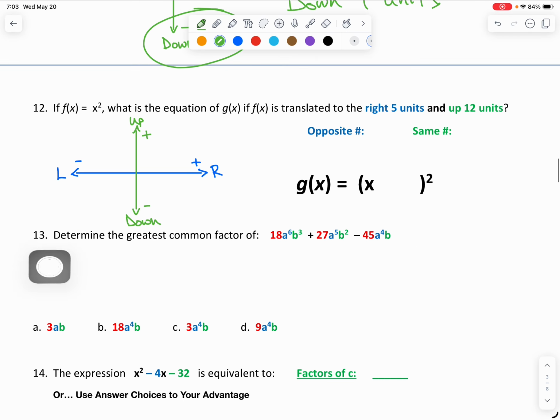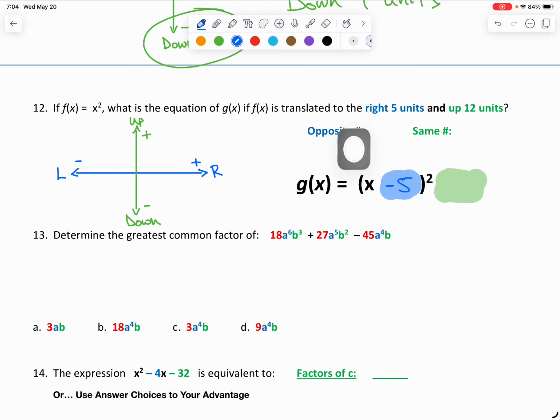And moving forward to number 12, what is the equation of g of x if f of x is translated to the right 5 units and up 12 units? All right, so our inside number is our h, which is right here. So I'm just going to do a little highlighting for us, as we will need to take the opposite of this number. So let's take a look. If we were originally going to the right 5 units, well, that would be positive. But if we need to take the opposite, we'll turn this into a negative 5.